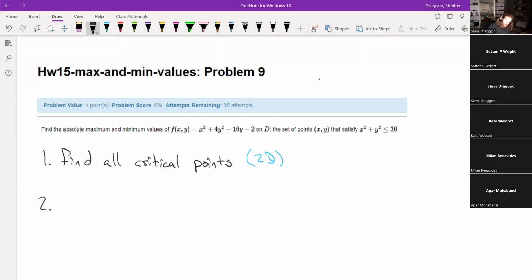Step number 2 is going to be to find all critical points on the boundary.